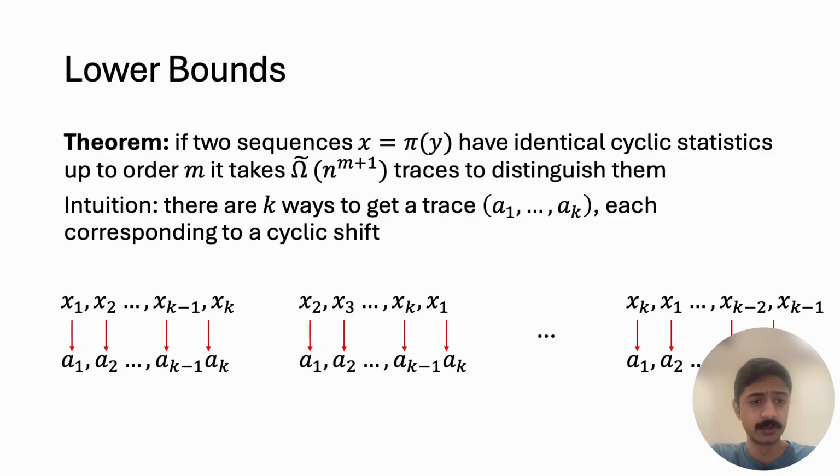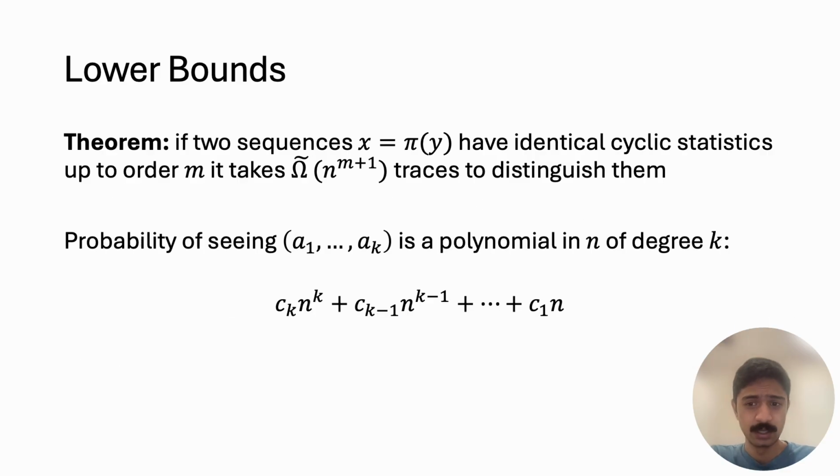And each of these binomials is independent, so to get the total probability of observing a1 through ak, we multiply them. And this results in something that looks like the product of binomial terms summed over a bunch of cyclic shifts of x, which starts to feel like a cyclic statistic. And with a little algebra, we can transform this probability into a polynomial function of n, where n is the total length of the trace.